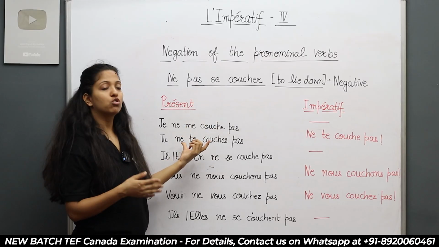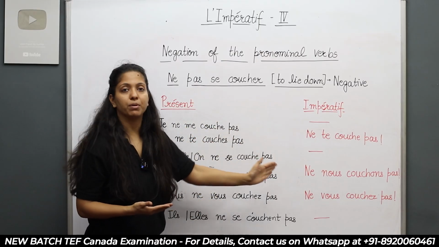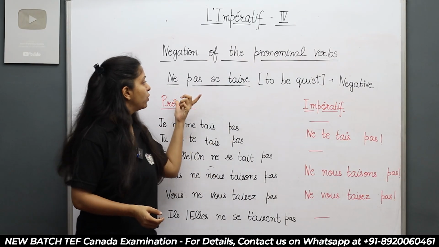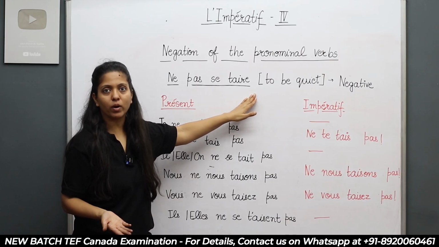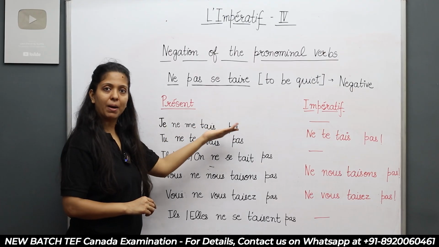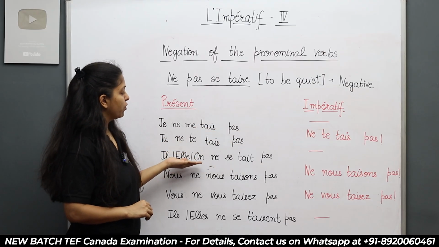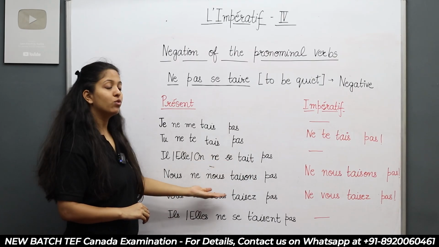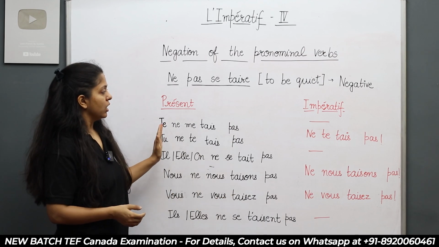So therefore, you don't have to bring the te, nous and vous forward. You just have to write it simple. Let's look at the second verb, and the verb is se taire in the negative form. Ne pas se taire. To be quiet in the negative form, so you can say not to be quiet, right? In the present tense, je ne me tais pas, tu ne te tais pas, il, elle, on ne se tait pas, nous ne nous taisons pas, vous ne vous taisez pas, ils, elles ne se taisent pas, right?